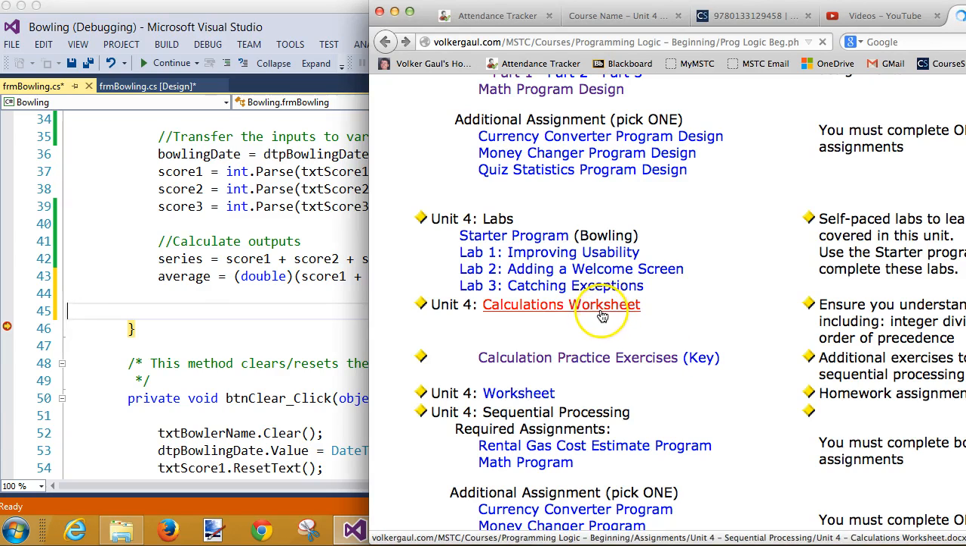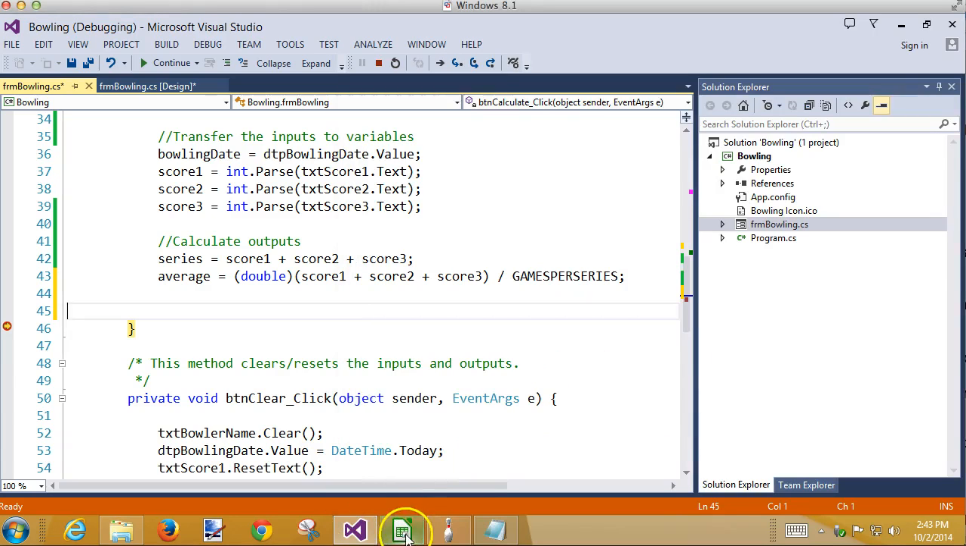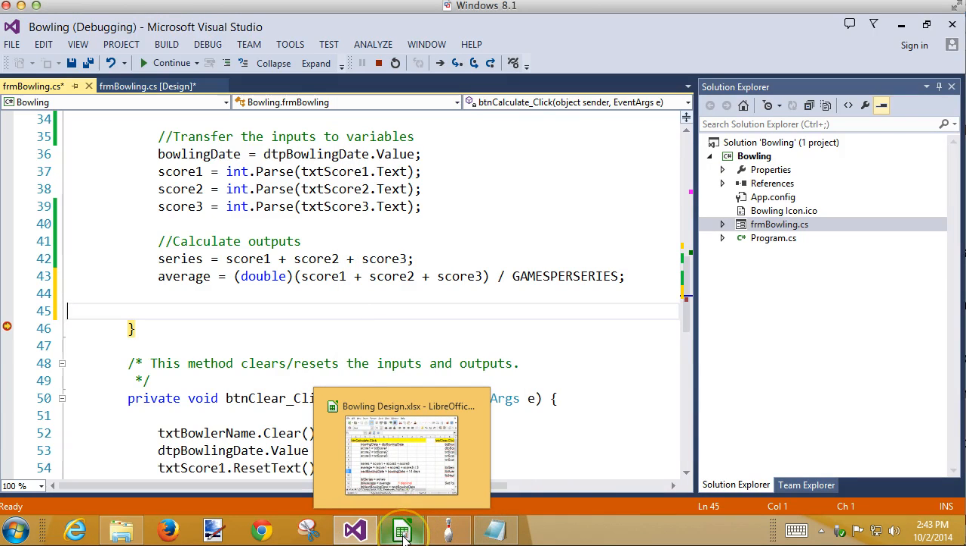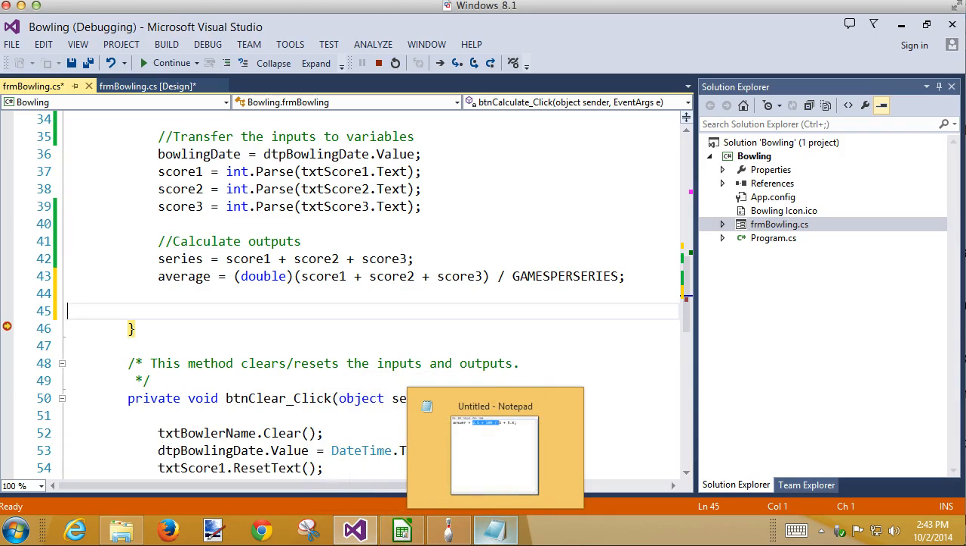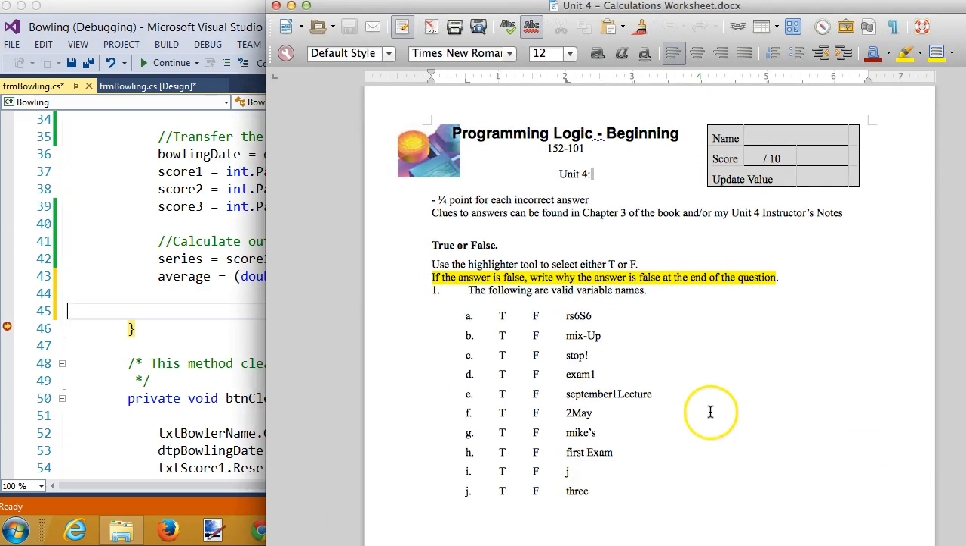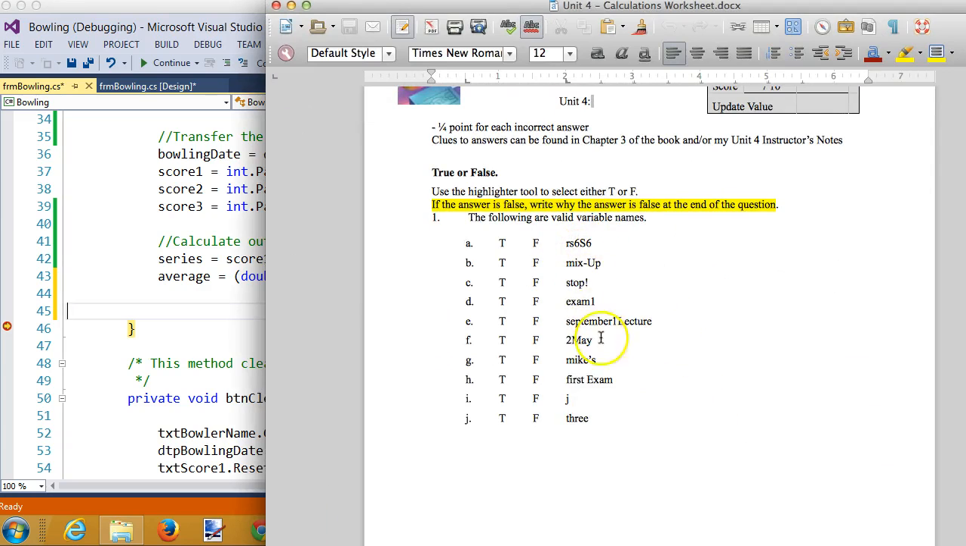This, on the other hand, is a worksheet that is homework assignment. It is a Word document. I already have it open, so you should be able to see where to go. Oh no, it's down here. There it is. Okay. Looks like this. Are these good variable names? Yes or no. And if no, hey, pay attention. If no, tell me why not.